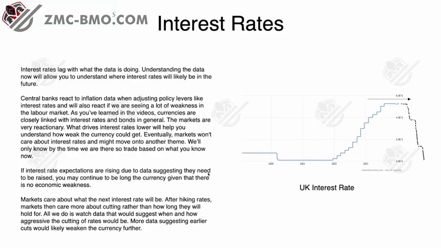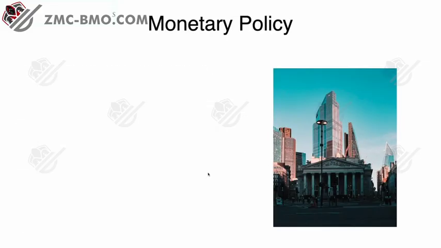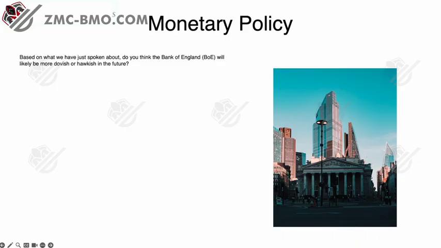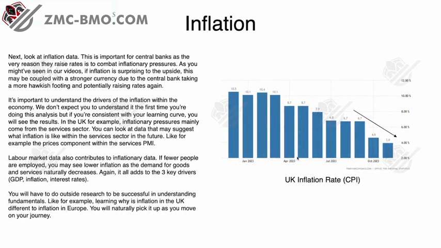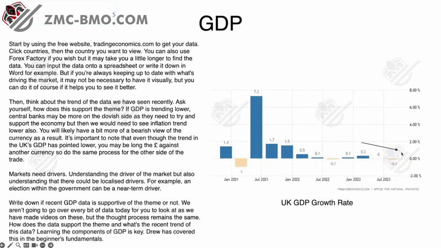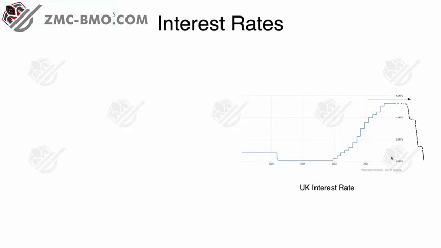Now, let's move on to another one, which is, of course, monetary policy. This is the Bank of England, by the way, in the City of London. Based on what we have just spoken about, so interest rates and the CPI components, CPI has moved lower recently, and GDP is also printing lower. This is the first quarter-over-quarter of negative GDP in the UK. Two negative quarters of GDP is recession, well, that's the textbook view of a recession.